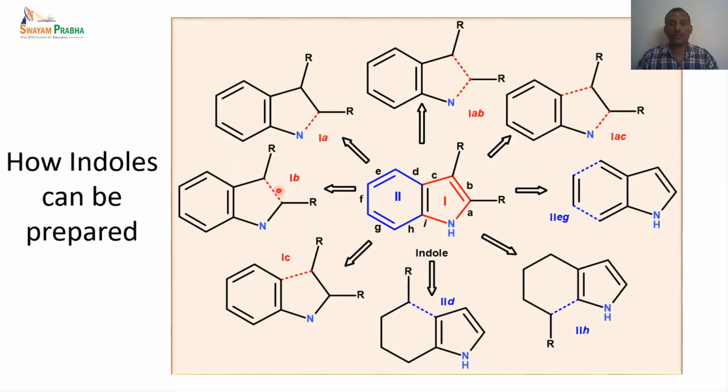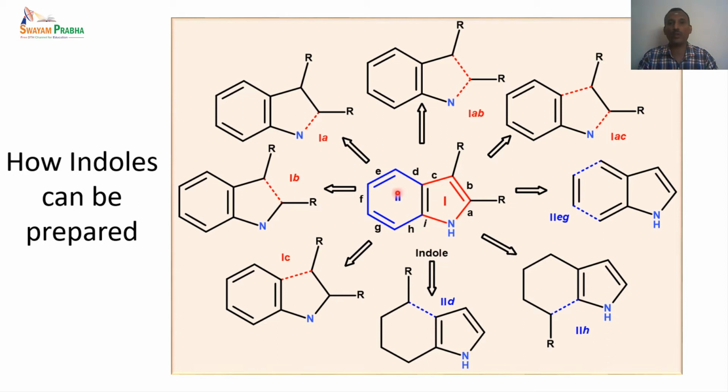Let us look at the various reactions by which indoles can be prepared. Here is a schematic representation where the various ways how the indole nucleus can be formed are given. This is ring 1, this is ring 2. These two rings can be prepared separately. Either we prepare ring 2 first and then make ring 1, or we start with ring 1 and then convert it to ring 2.